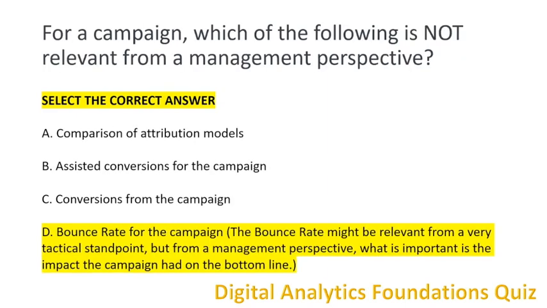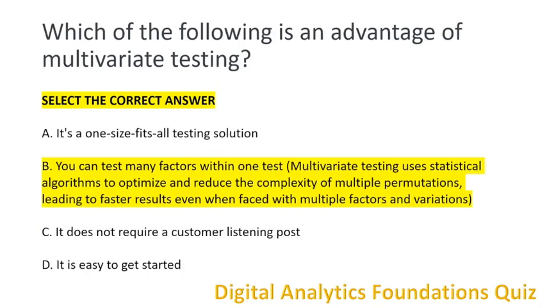For a campaign, which of the following is not relevant from a management perspective? D. Bounce rate for the campaign. The bounce rate might be relevant from a very tactical standpoint, but from a management perspective, what is important is the impact the campaign had on the bottom line. Which of the following is an advantage of multivariate testing? B. You can test many factors within one test. Multivariate testing uses statistical algorithms to optimize and reduce the complexity of multiple permutations, leading to faster results even when faced with multiple factors and variations.